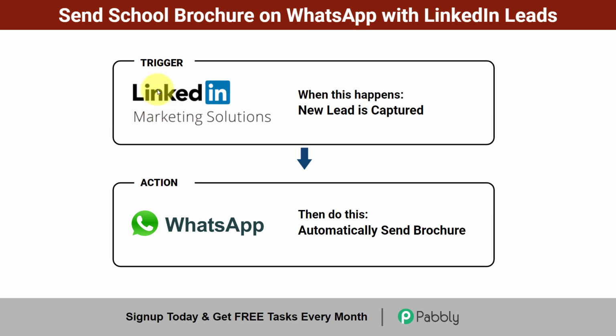So the idea here is you are running an advertisement on LinkedIn for your school, for which you have created a LinkedIn lead generation form also. And now you want that whenever a new lead arrives, the brochure of your school should get sent automatically on the WhatsApp number of your lead, so that you do not have to manually share the brochure with each lead one by one. So if you also want to automate the process of brochure sharing for your school with every single lead, then come with me and I will show you the whole process step by step.